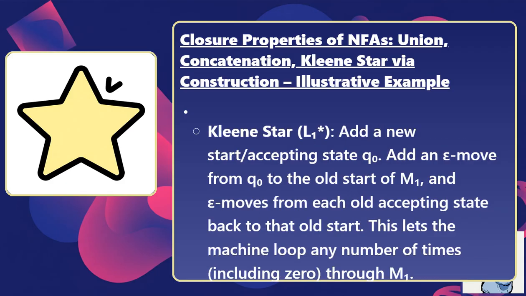Kleene star, L1 star. Add a new start accepting state Q0. Add an epsilon move from Q0 to the old start of M1, and epsilon moves from each old accepting state back to that old start. This lets the machine loop any number of times, including 0, through M1.